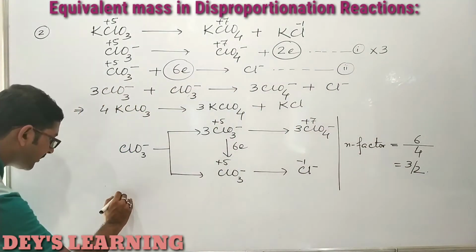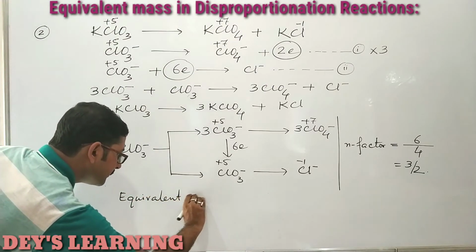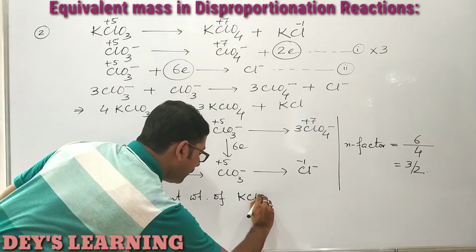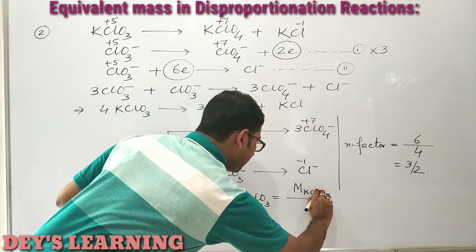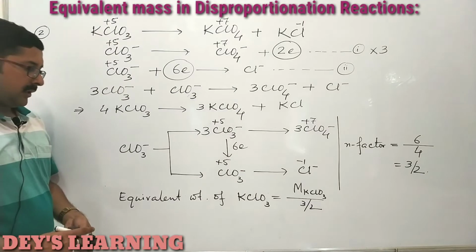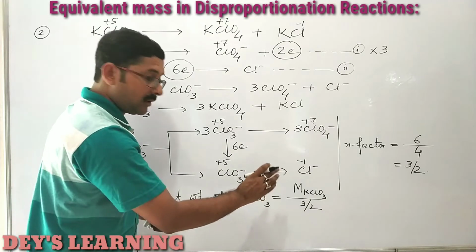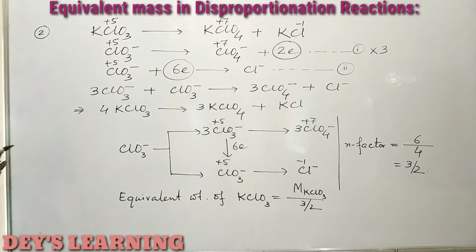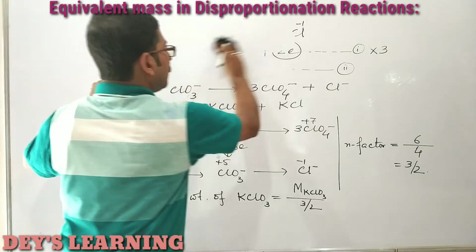So the equivalent weight of KClO3 in this disproportionation reaction equals the molecular mass of KClO3 divided by 3/2. This is the N factor. By putting in the atomic masses of the atoms, we can calculate the equivalent weight of KClO3. Okay, this is our second example. Our third example is this.